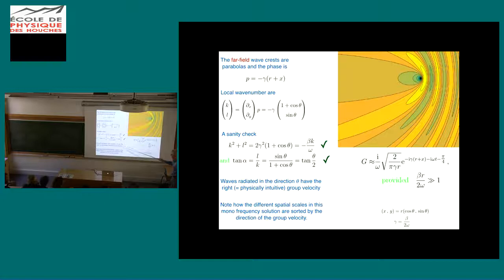And so the different scales in this monofrequency solution are sorted by the direction of the group velocity. You see long waves to the west of the source and short waves to the east of the source. So it's like doing a Fourier transform of the dispersion relation by moving around the source.